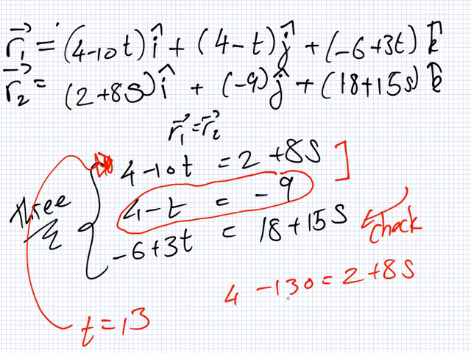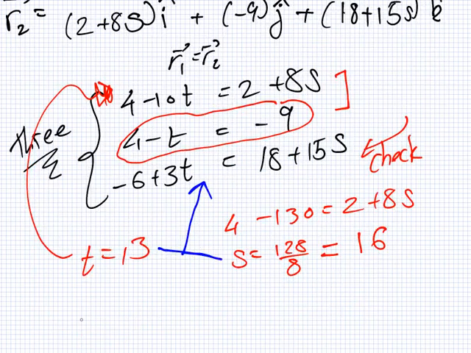So, let me see, 132 minus 4, 128, divided by 8, which is 16. So I got s is 16. You must check in the last equation. So you take your t and your s and you check it in the last one.